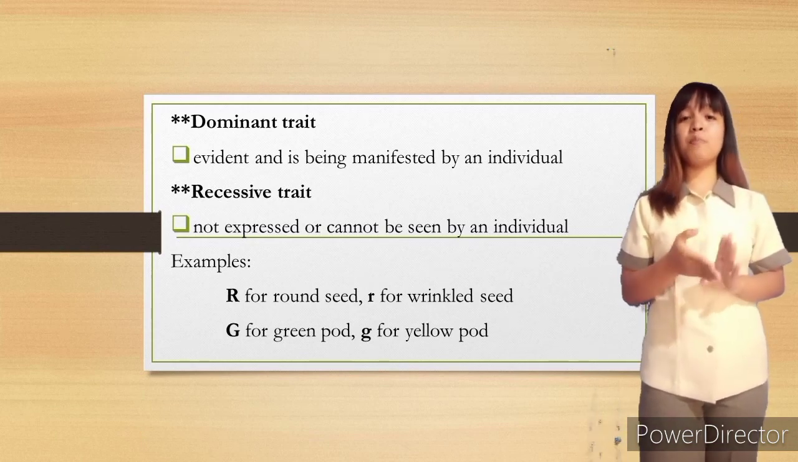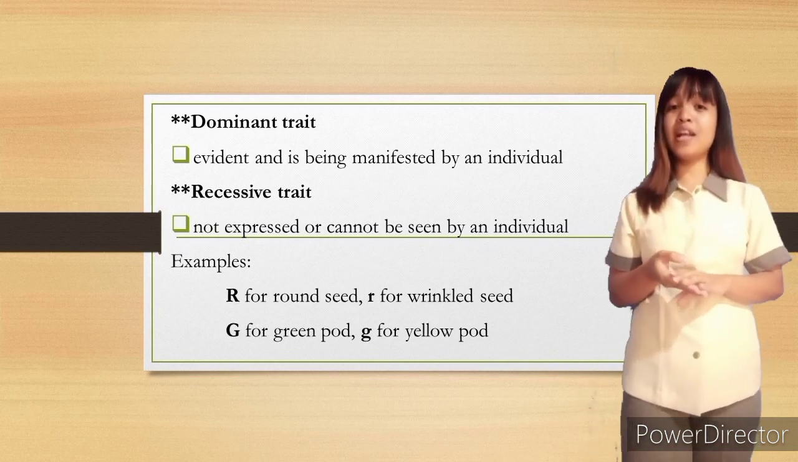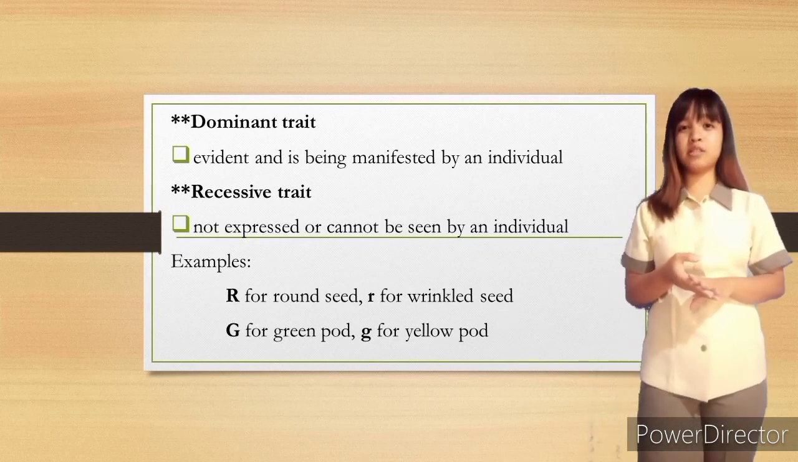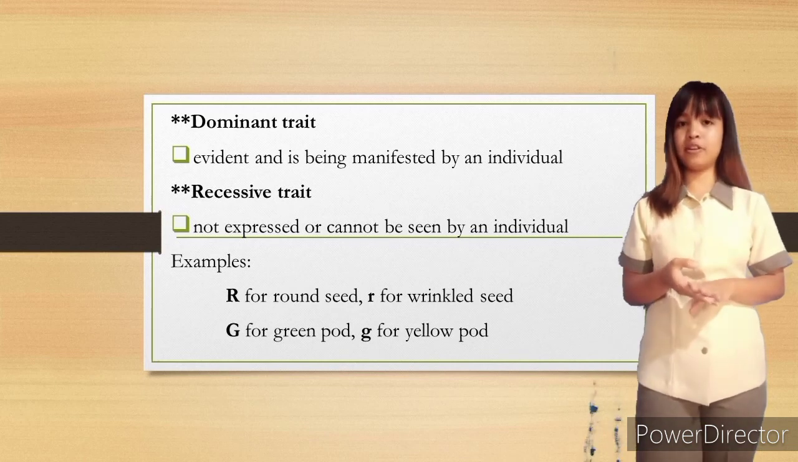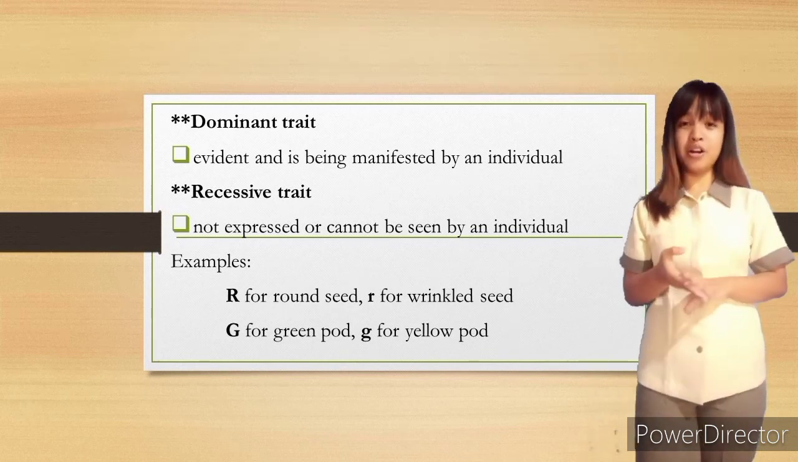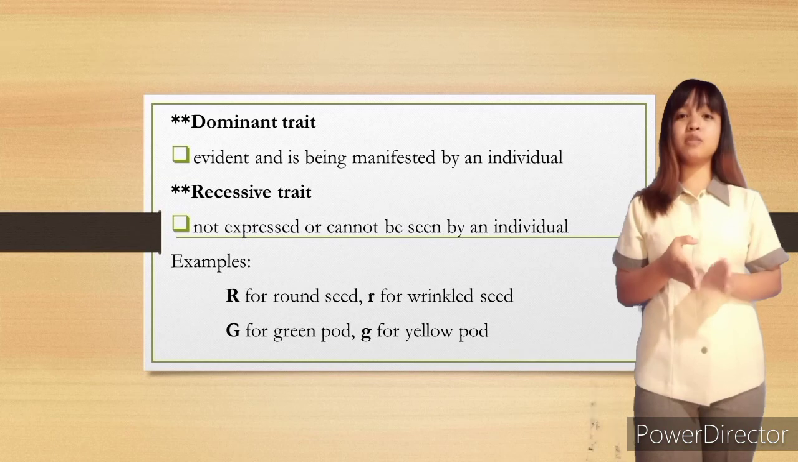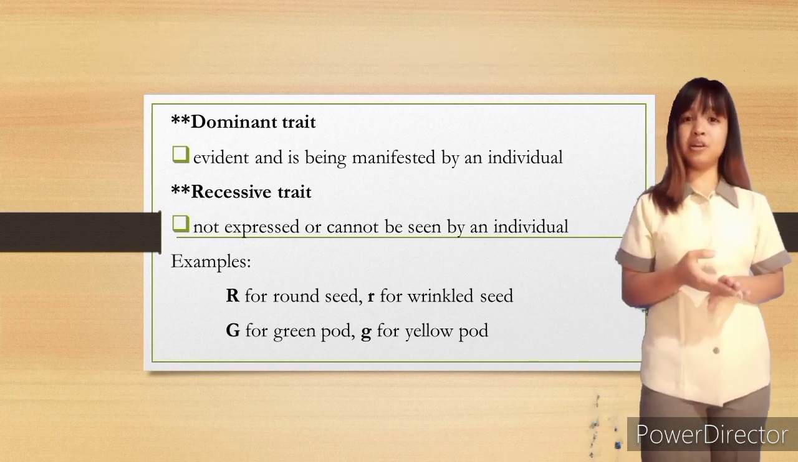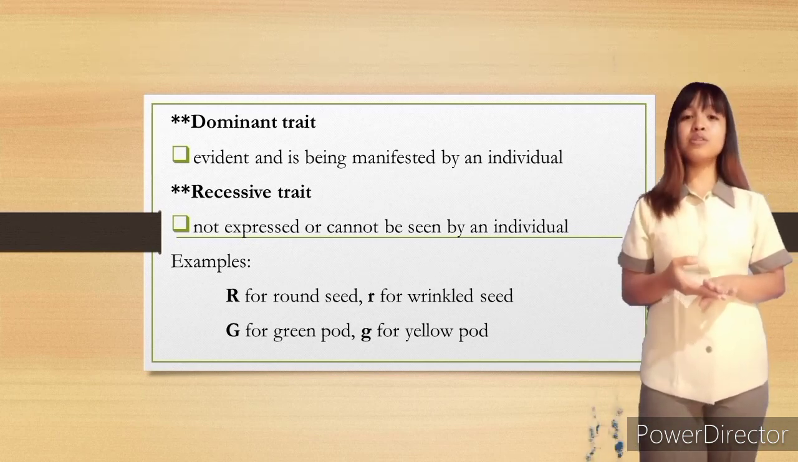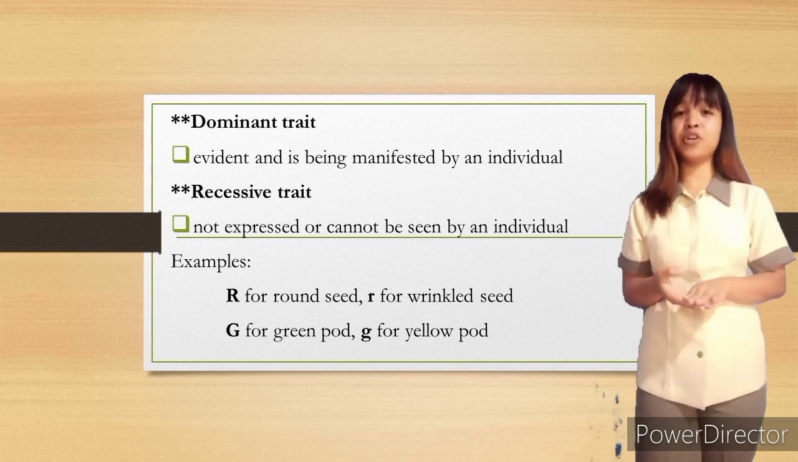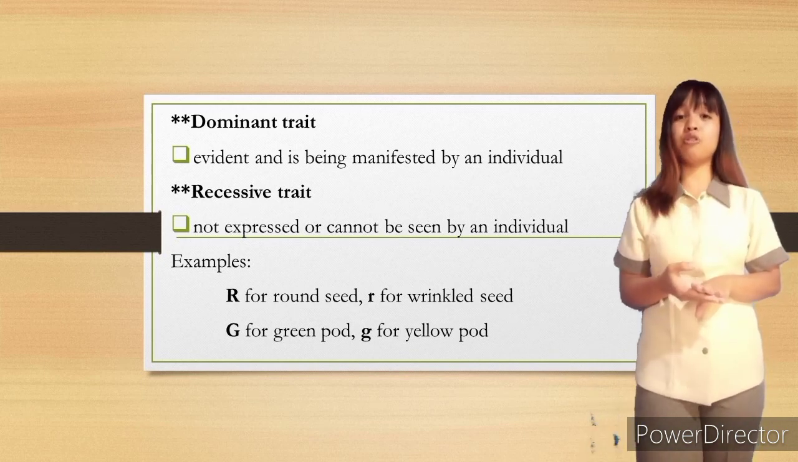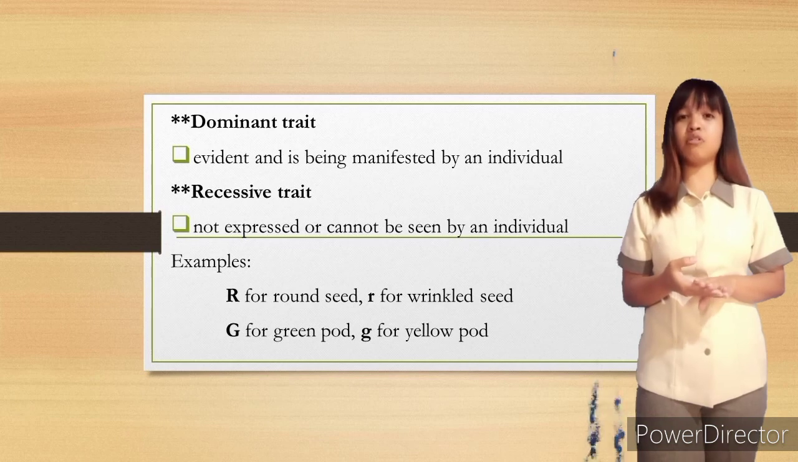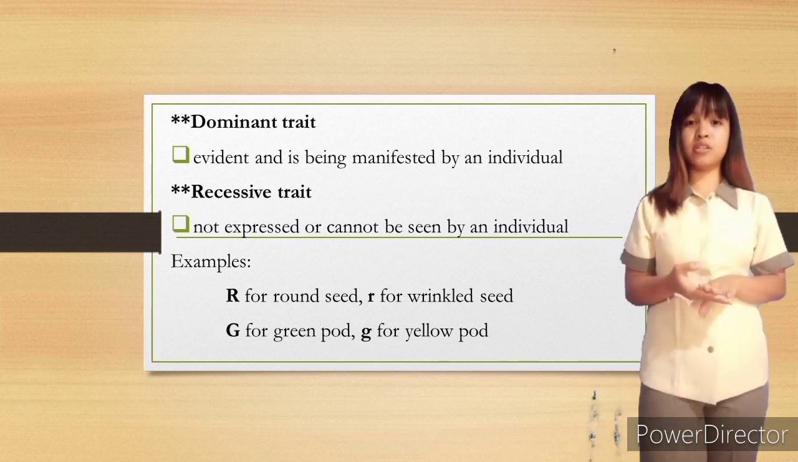Remember that the dominant trait is represented by a capital letter, while the recessive trait is represented by a small letter. For example, we have here R for round seed, and small letter r, the recessive trait, which is for wrinkled seed. The capital letter R is the dominant trait. We also have here letter G, which represents green pod. The capital letter G is the dominant, and the recessive one is the small letter g.